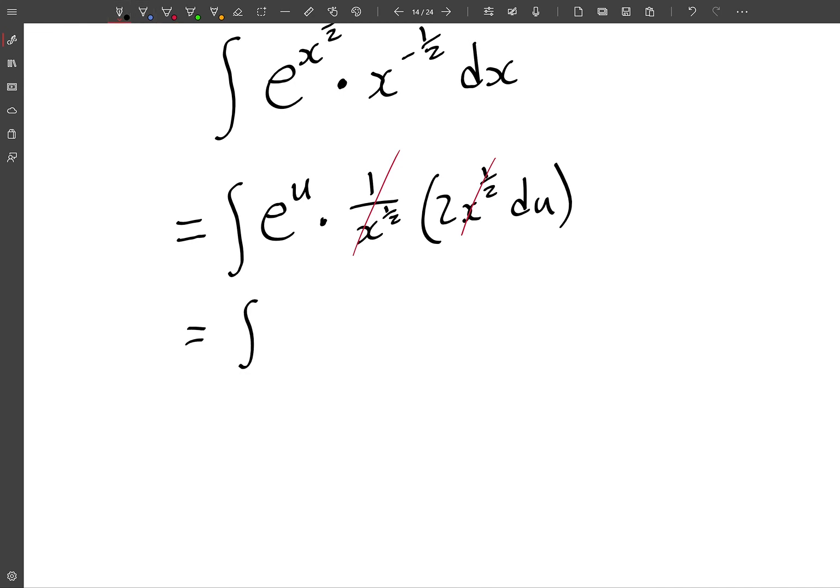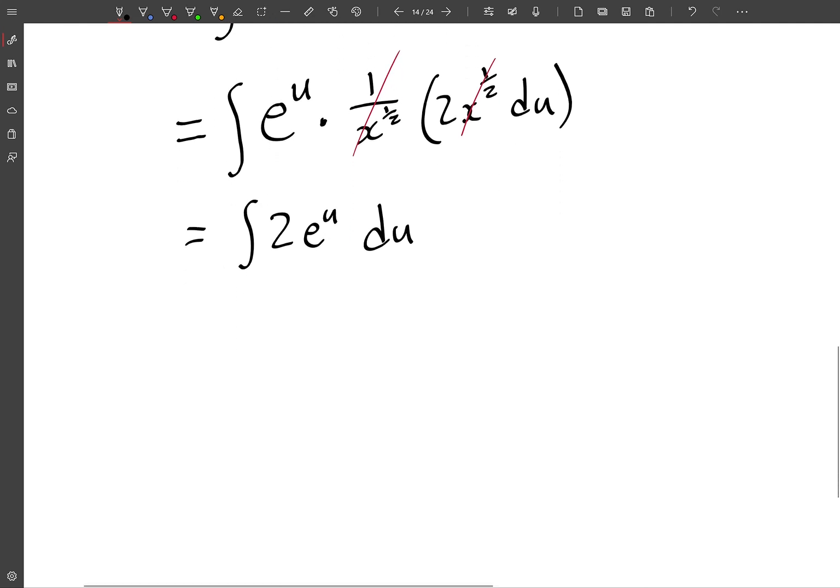So what I'm left with is e to the power of u, I forgot the 2, 2 e to the power of u, I always do that. Don't do what I do. Oh well, do what I do when I do things right. Don't do what I do when I do things wrong.